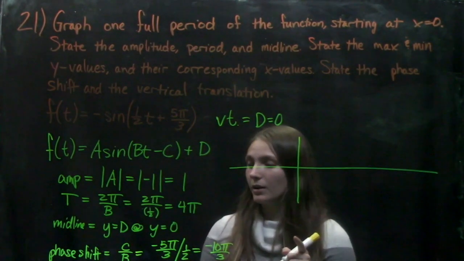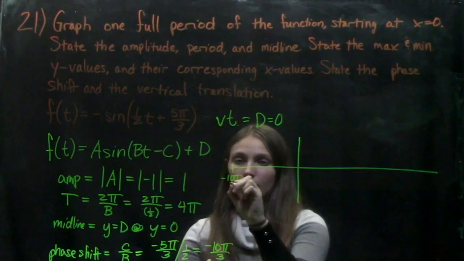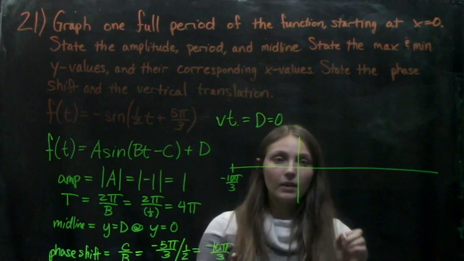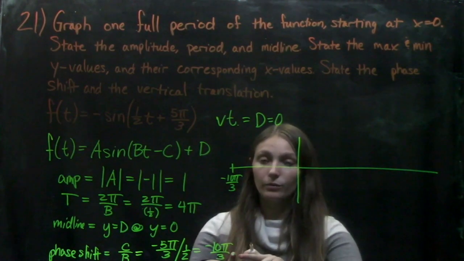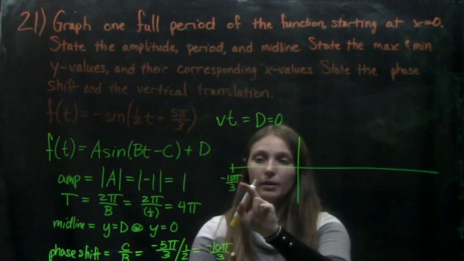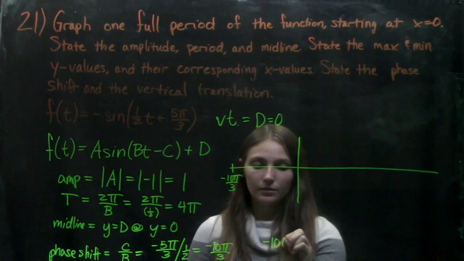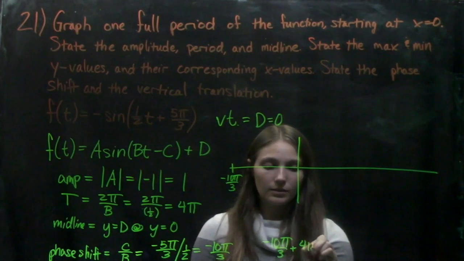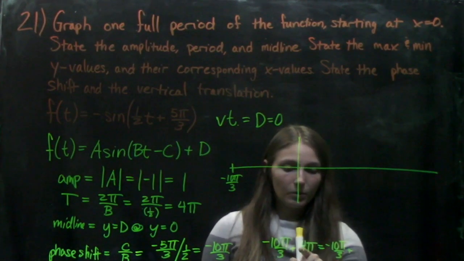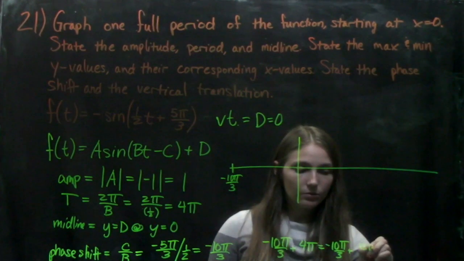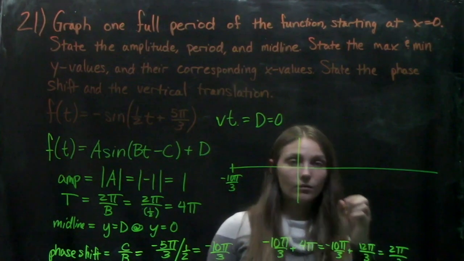And the first thing we do is we're going to find our phase shift on the graph, and we're going to mark it. So we've got negative 10 pi over 3. All right, and we know that our period is 4 pi. So in order to find where one full period takes place after our negative 10 pi over 3, we're going to add 4 pi to this. So we get negative 10 pi over 3 plus 4 pi, and we're going to multiply this by 3 over 3, so we're going to have plus 12 pi over 3, so it's going to end up at 2 pi over 3.